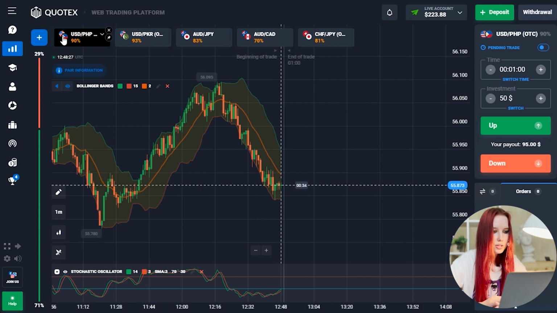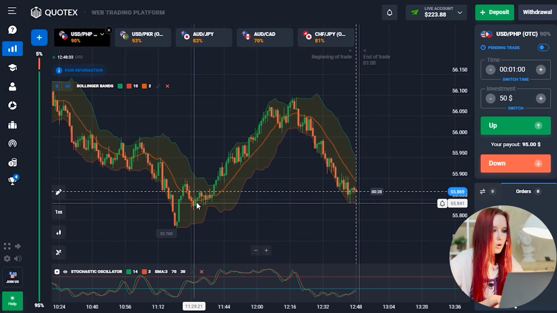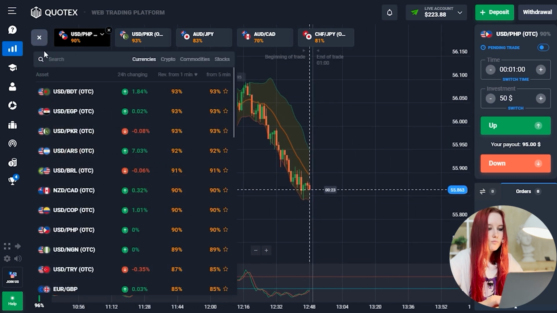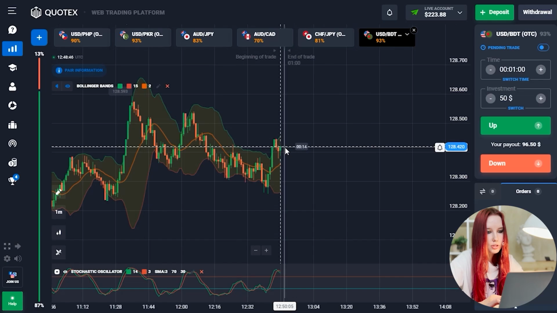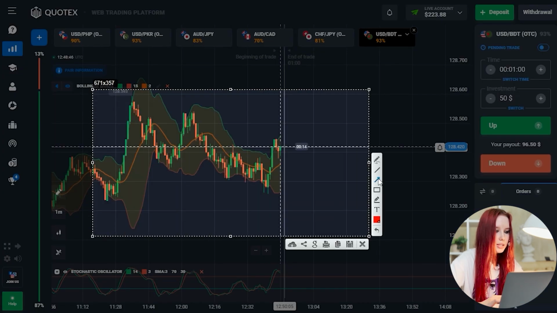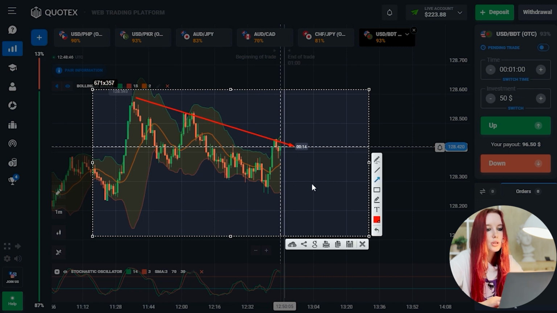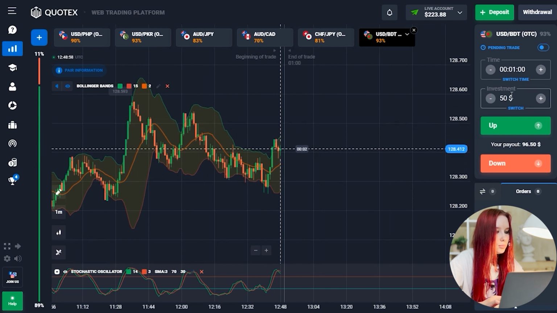Okay, here we see that the downtrend movement continues, but I want to consider different situations, so let's add another currency pair. Let it be United States dollar and Bangladesh taka. And if we connect all the maximum points on this chart, we can see that the price is starting from this level, which also tells us about the downtrend. So I want to open a down trade here, but with $60.